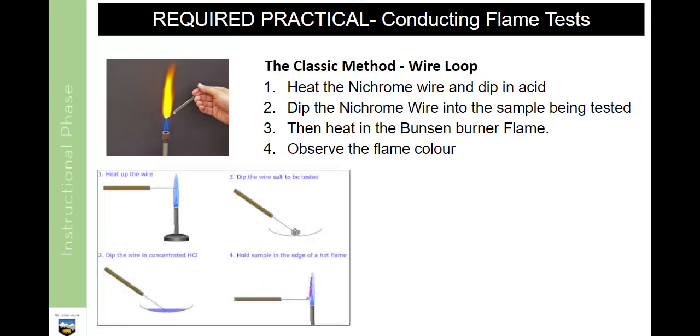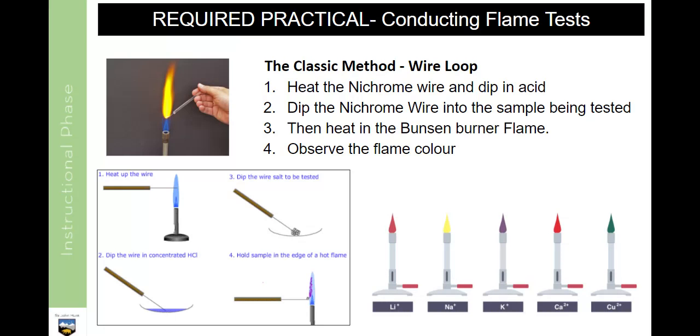So it's just 4 simple steps. Heat the wire. Dip it in acid to clean it. Dip the wire in the soap being tested, hold it in the flame, and observe a colour change. Now, you do need to know these 5 colours.